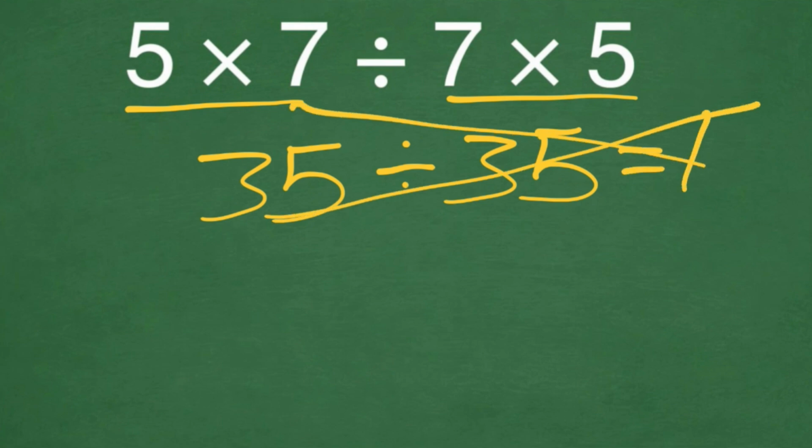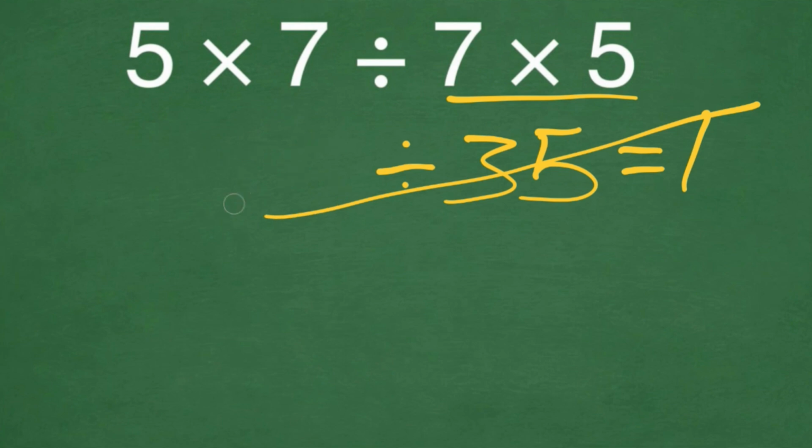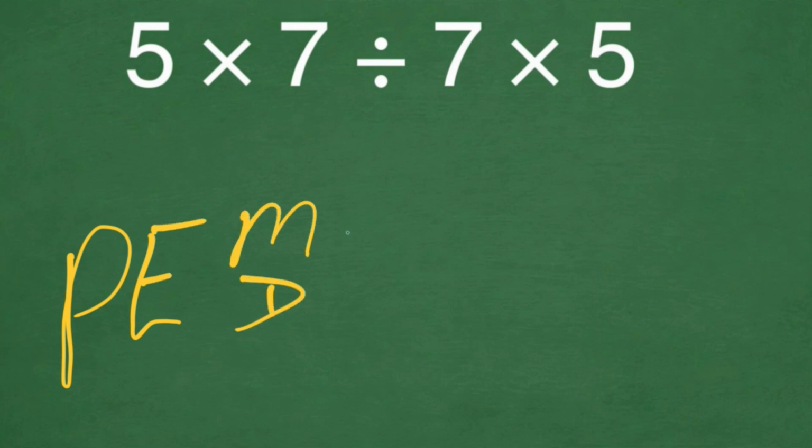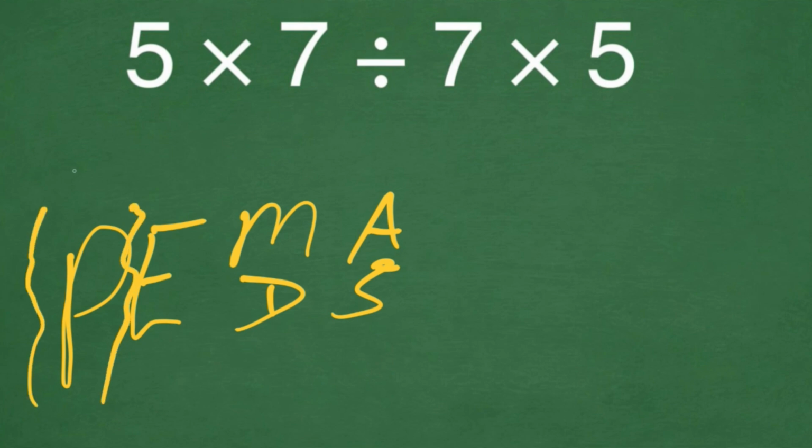But this answer is not correct because according to the order of operation, PEMDAS, which I am going to write here, the rule. So P stands for parentheses, E stands for exponent, M and D stand for multiplication or division, A and S stand for addition or subtraction. So according to this rule, the first thing to solve in an equation is parentheses, right? Parentheses is priority number 1.